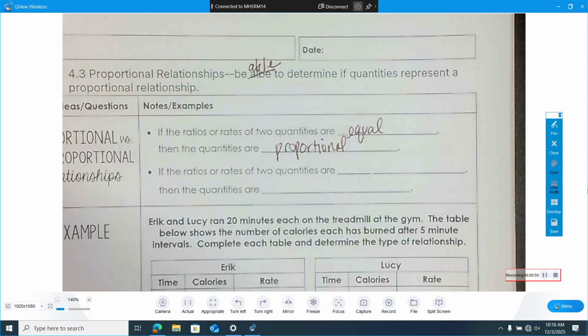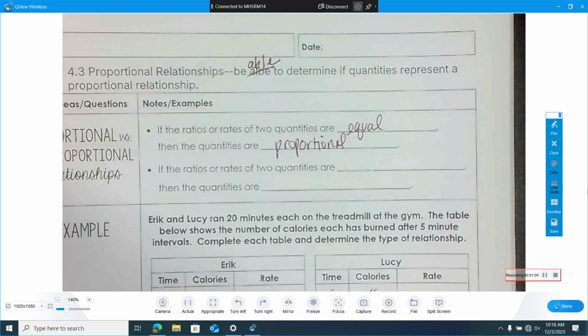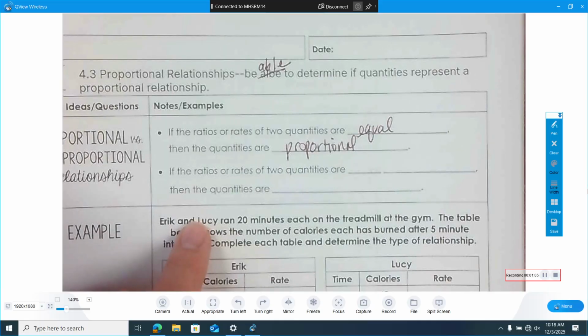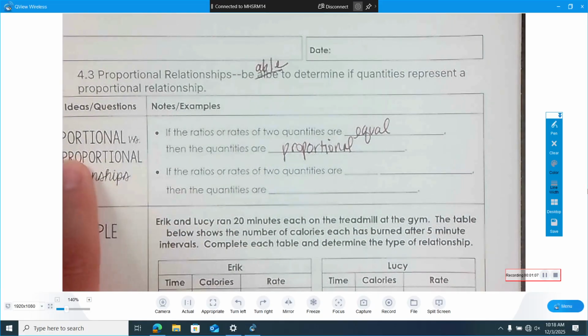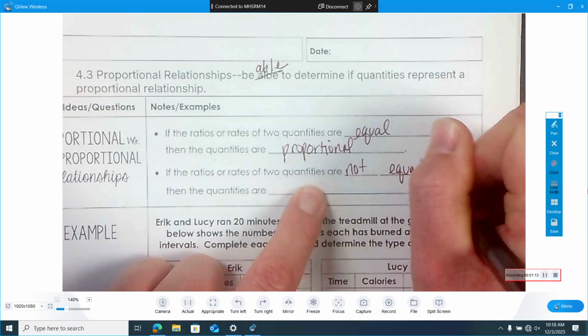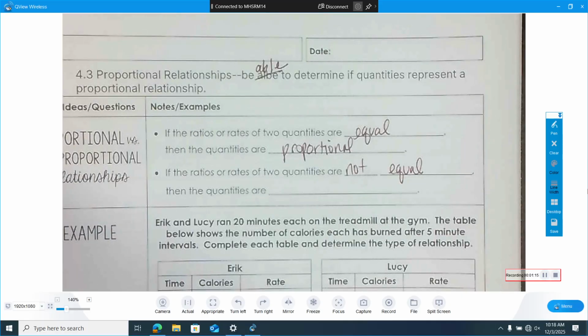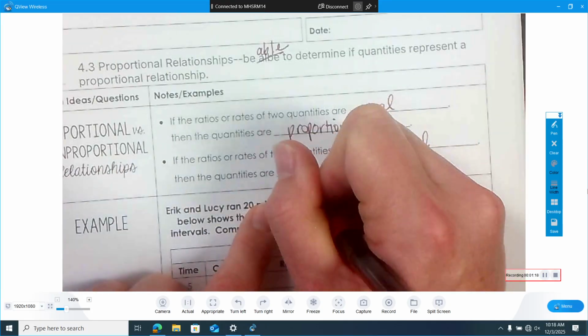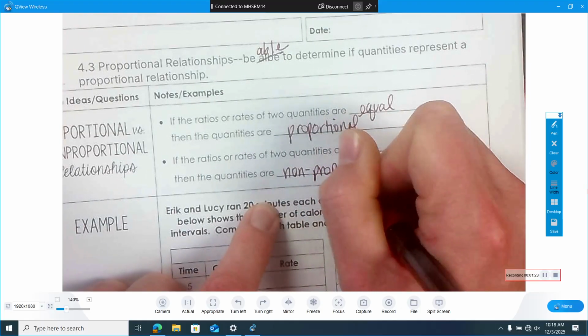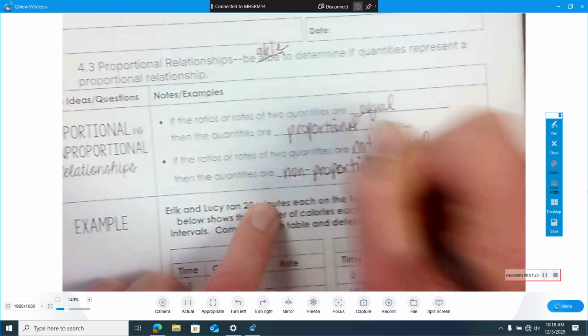So if you create your little fractions, and all those little fractions are the same ratio, the same decimal or the same number, then those quantities are proportional. What do you suppose it means if the ratios are not equal? Yeah, then they're non-proportional is what we say. If the ratios are not equal, then the quantities are non-proportional. All right, so it's pretty easy.